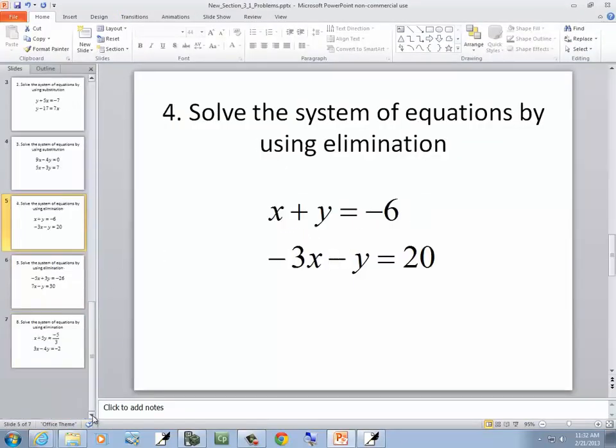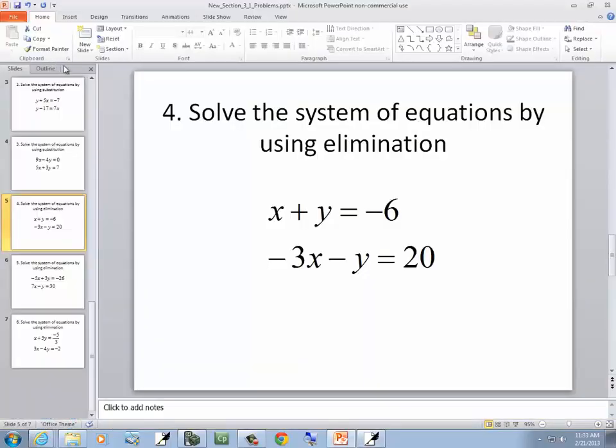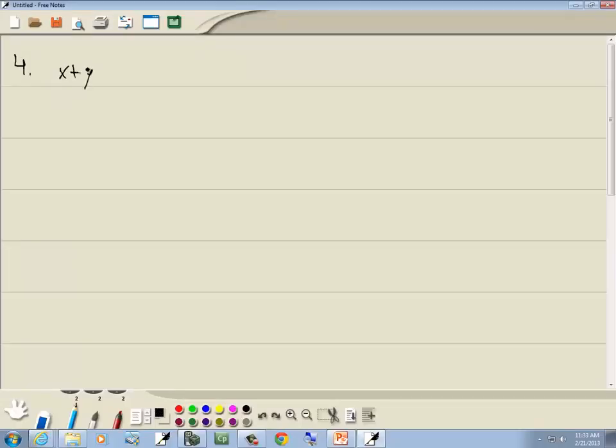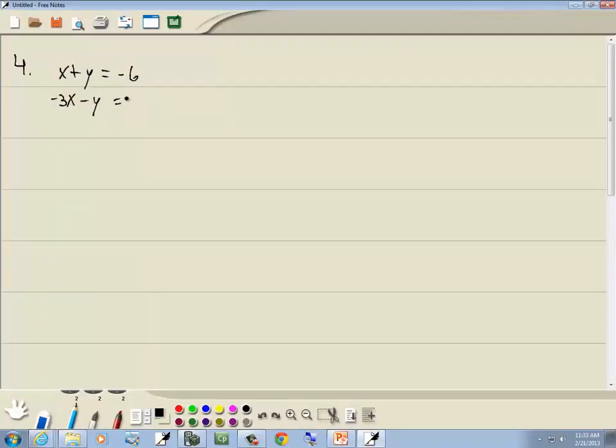Now this next type is elimination. Some books call this the addition method. So we got x plus y is equal to -6, and we got negative 3x minus y is equal to 20. And this, depending upon what book you look at, is either the addition or elimination method.